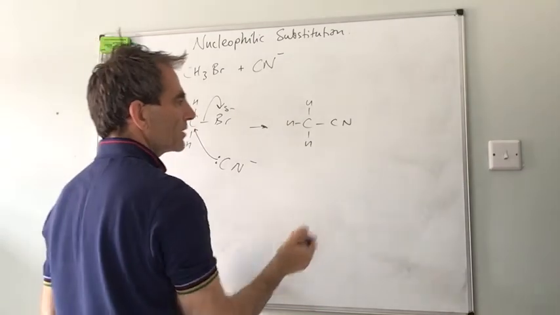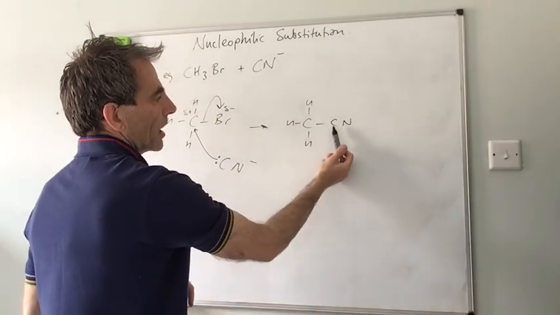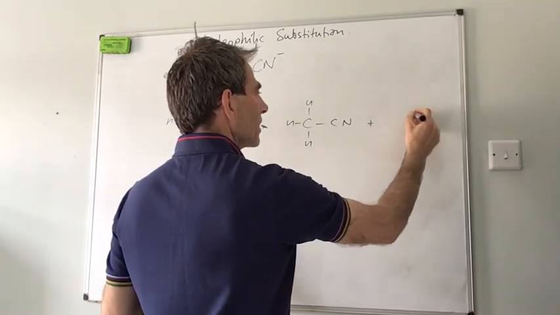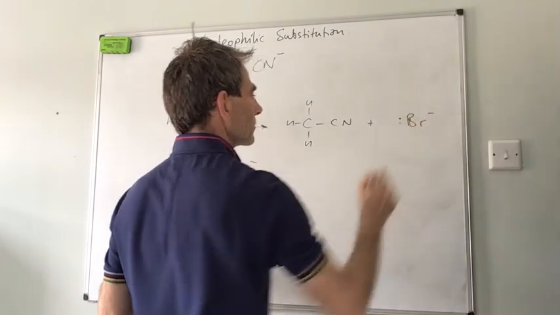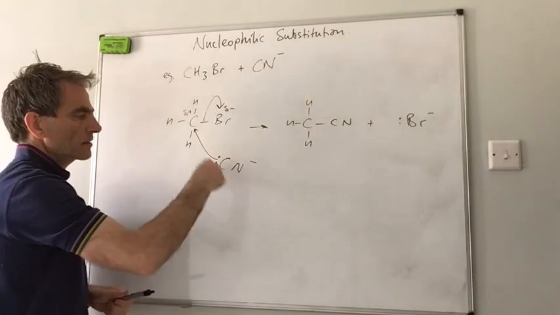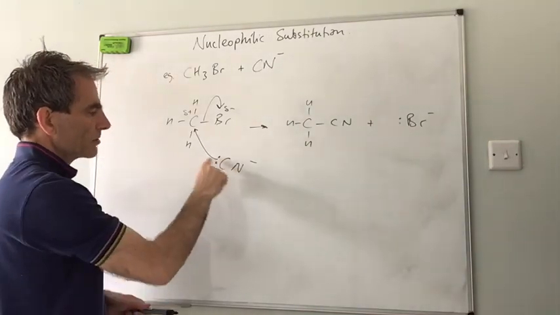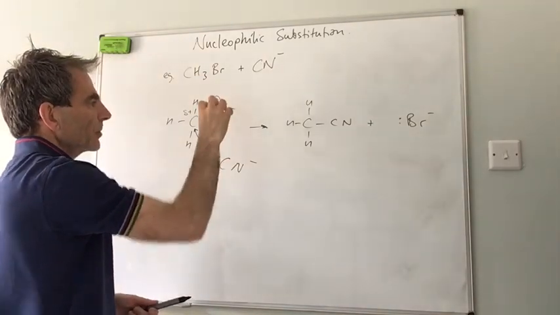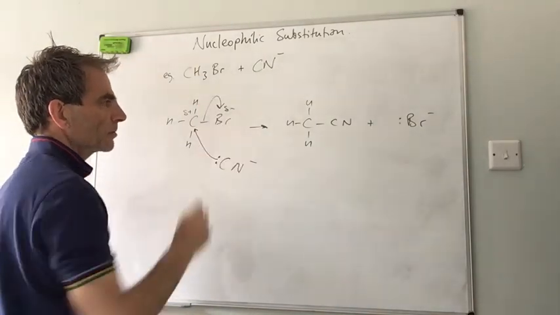This is what we call a nitrile. So this will be called ethanenitrile, and we get Br minus. Again, this is acting as a nucleophile because it's donating a pair of electrons. Substitution, because we've substituted bromine for a CN group.